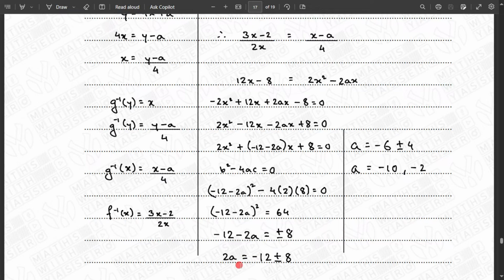If we square root both sides, we will get minus 12 minus 2a is equal to plus or minus 8. So 2a should be minus 12 plus or minus 8. So a will be minus 6 plus or minus 4. This is done by dividing both sides by positive 2. Therefore, a will be either negative 10 or minus 2.